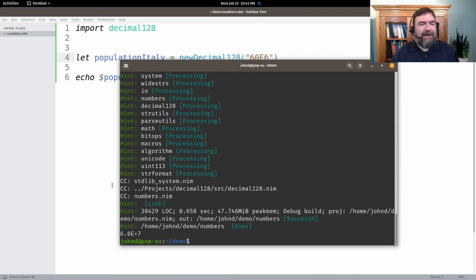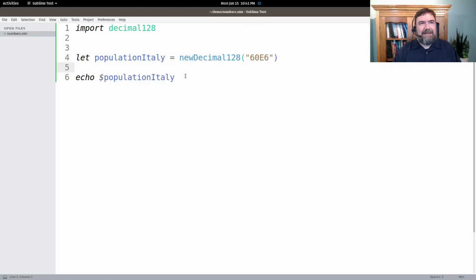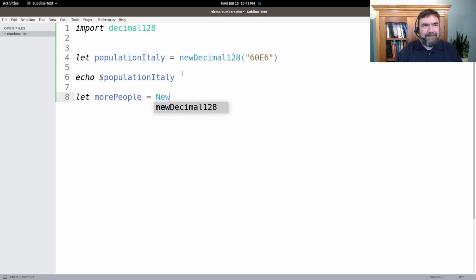There it is. In fact, it converts to a more proper scientific notation here, 6.0 E plus 7, but it's the same thing. But now let's see what effect this has. Because if you think about it, if I add another million people, 1 E6, that will actually change the number. But let's say I do something silly like let more people equal, add 25 more people. Well, if you think about it, that won't change the number any.